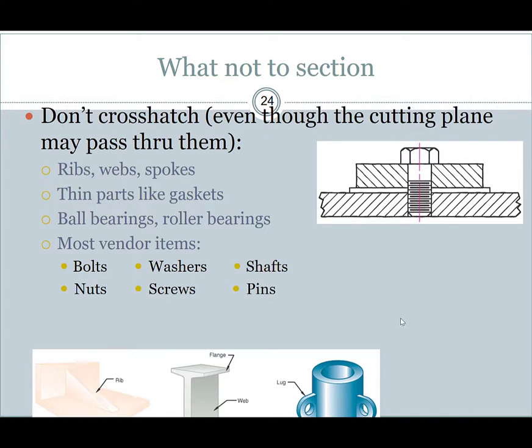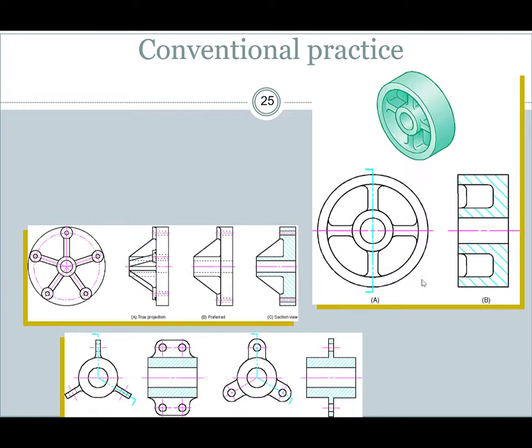What not to be sectioned? If you have the bolts, the washers, the shafts, the pins, the screws, the nuts, they are not going to be sectioned. And the special features, by following the conventional practice, you want to make sure you omit the section lines in these features.